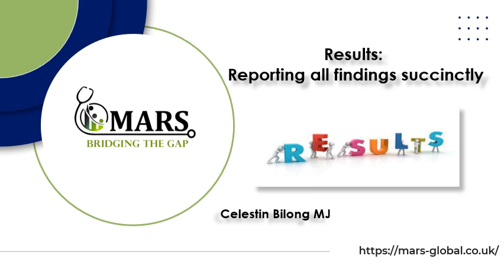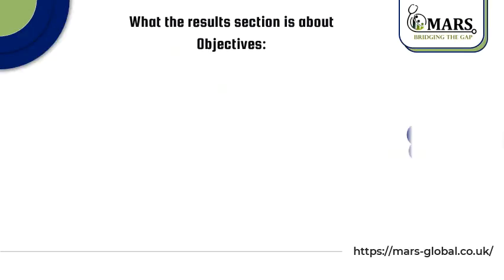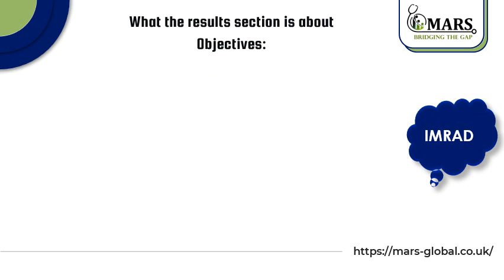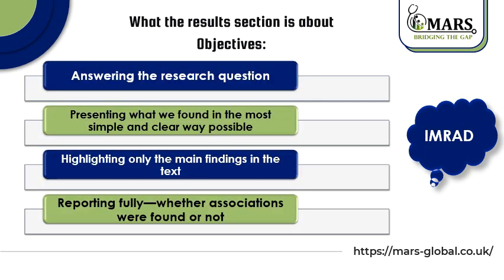I'll be presenting on the topic results, reporting all findings succinctly. So we recall the acronym IMRAD for the different sections of a manuscript, which stands for Introduction, Methods, Results, and Discussion. So what is the results section about?